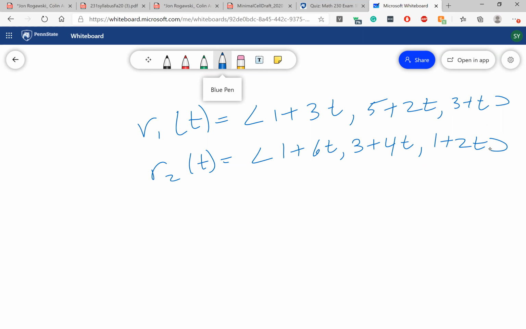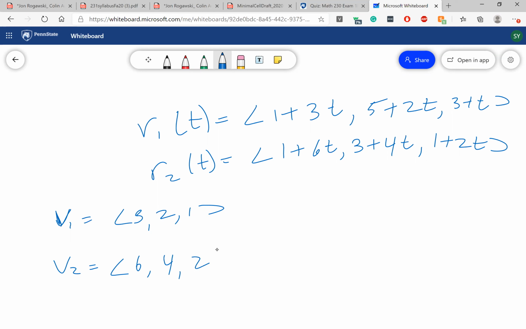So we can definitely figure out what v1 is. v1 is equal to the vector 3, 2, 1. Now let's see what v2 is, and they should be parallel. So 6, my guess is this is 4, and this is 2. And yeah, again, if you take the cross product between these two vectors, you would get 0. So you won't be able to find your normal vector. So let's stick with this guy.